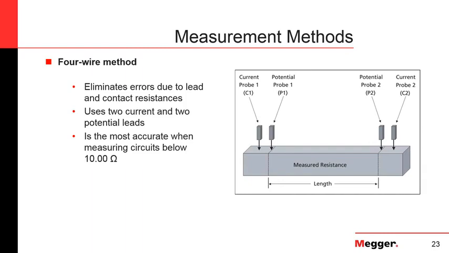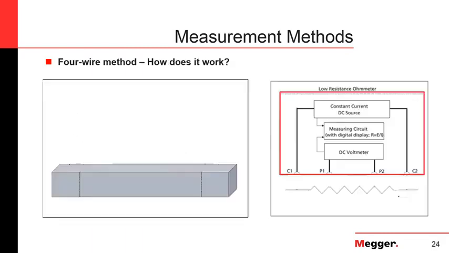But how does it work? Let's look at the picture you have on your right. It shows a simple diagram of the basic components of a low resistance ohmmeter. We will have a constant current DC source and a DC voltmeter. Those two are individually connected to a measuring circuit, as you can see in the diagram.